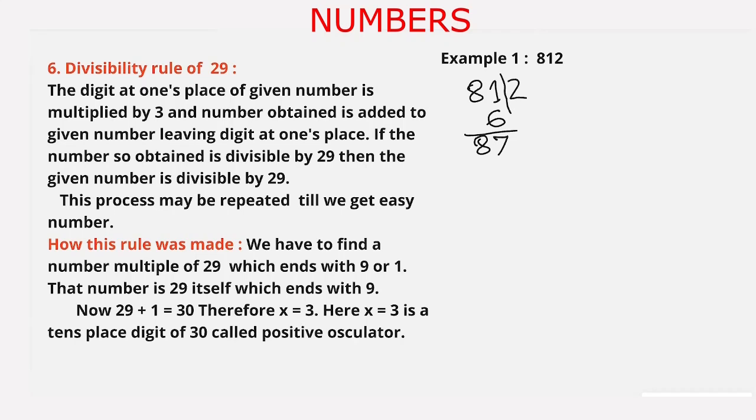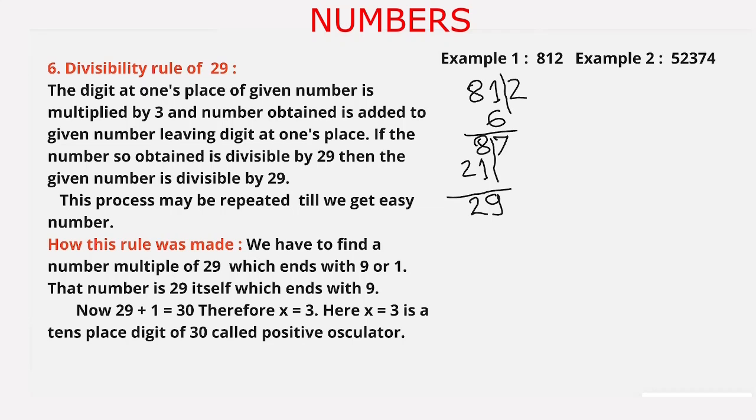If you have difficulty in dividing 87 by 29, we can repeat this process again. We multiply 3 to the ones place digit of 87, which is 7. 7 times 3 is 21. And after leaving 7, we add 21 to the remaining part of the number 87, which is 8. And 21 plus 8 is 29. And 29 is divisible by 29. Therefore, the given number 812 is divisible by 29.